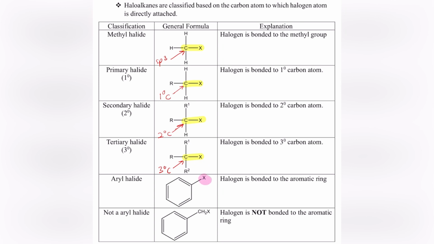Tapi kita ada lagi satu contoh, which is halogen attached to 1 carbon first, barulah carbon tu attached to aromatic ring. Ini kita tak panggil dia aryl halide, ini kita panggil primary haloalkane. Sebab this X is attached to 1 carbon atom, this carbon is primary carbon atom. So maknanya ini bukan aryl halide. Awak kena tahu cara untuk classify haloalkane kerana ini sangat penting apabila awak nak kenal pasti dalam reaction selepas ni.